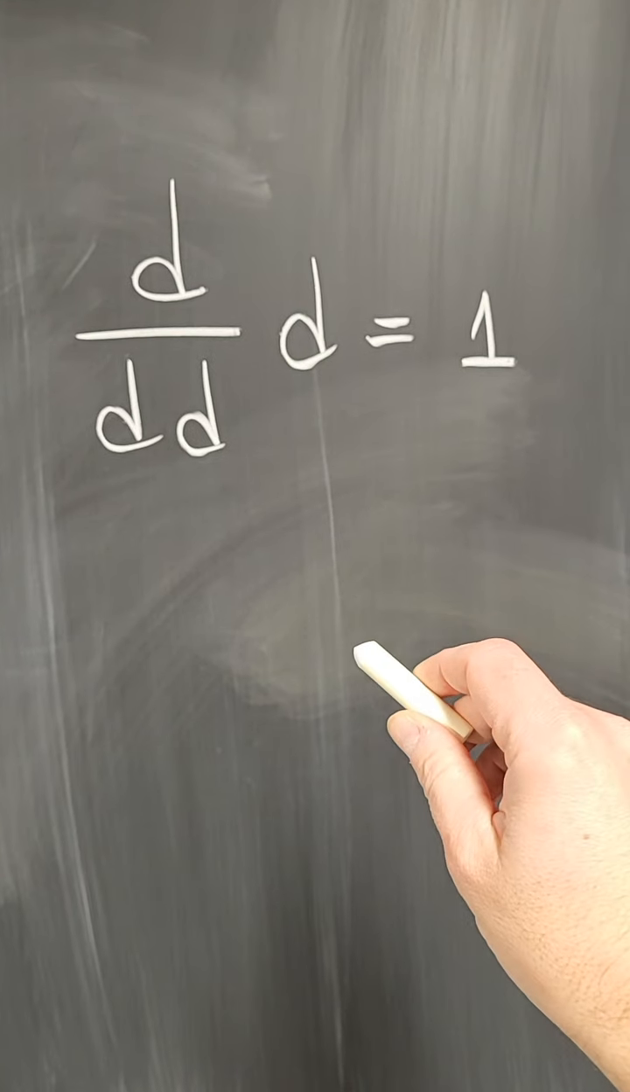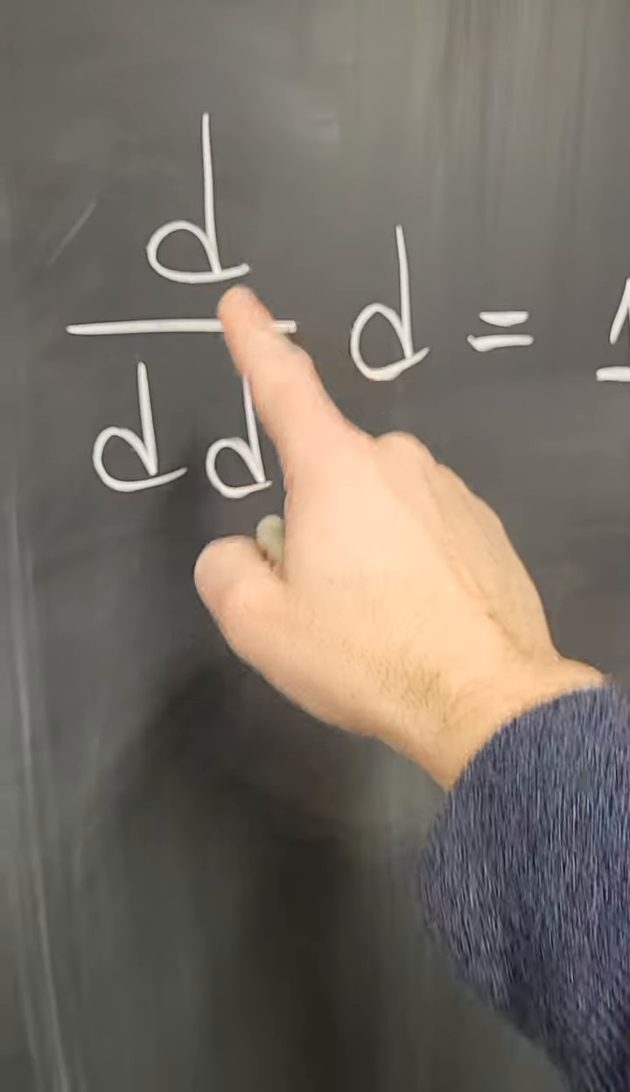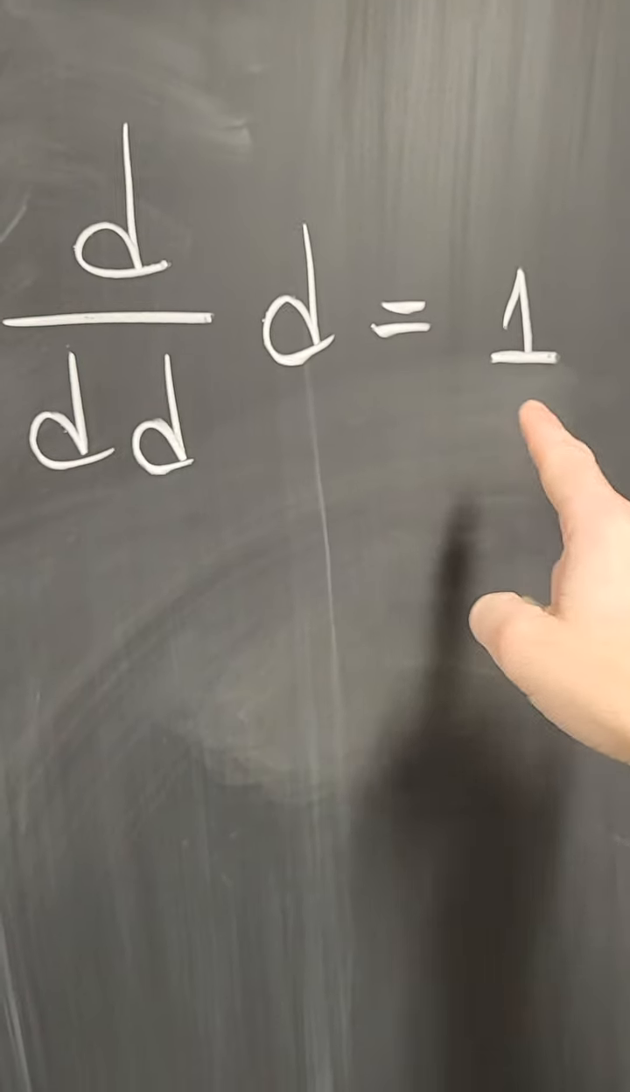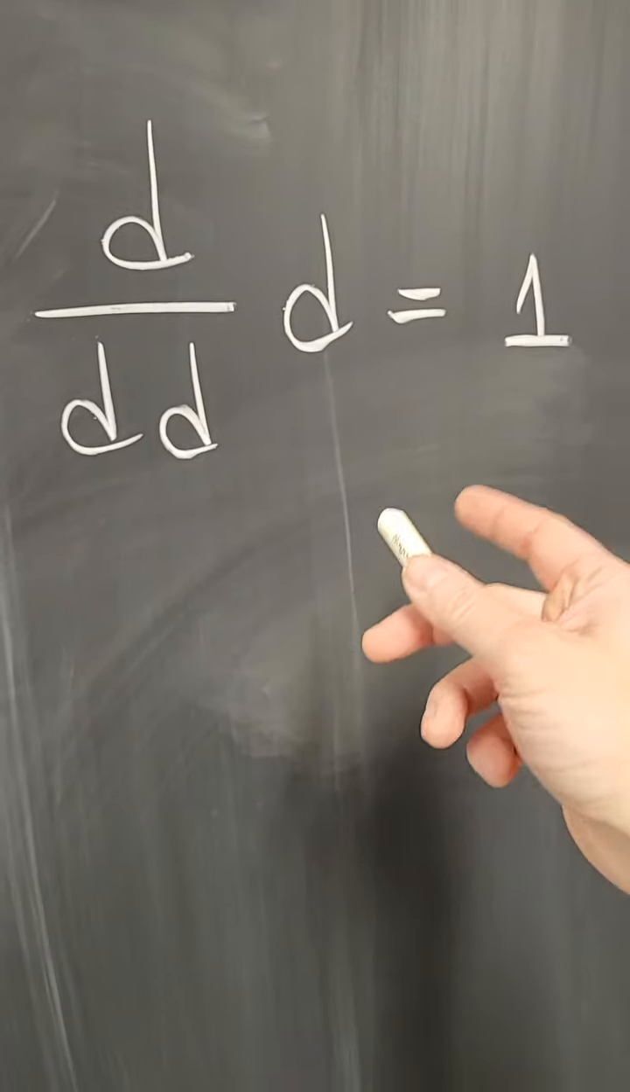My favorite expression of this sort is this one, where I've decided to call my variable d. So d of d equals 1. Or in other words, if you cancel out all the d's, well, yeah, you get 1.